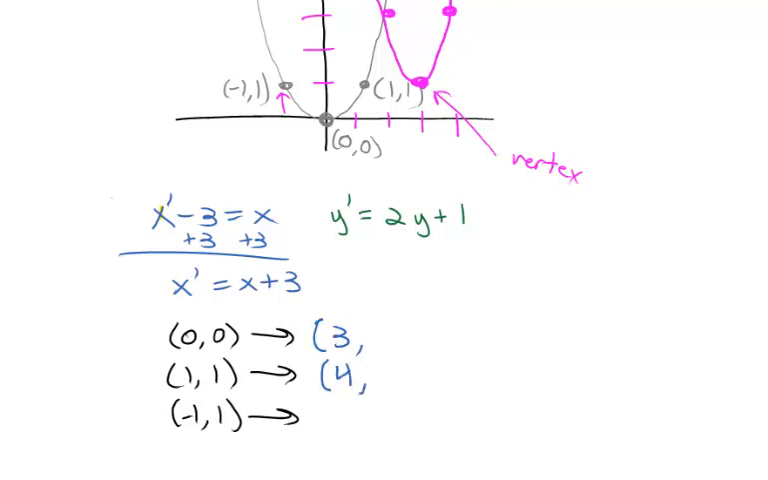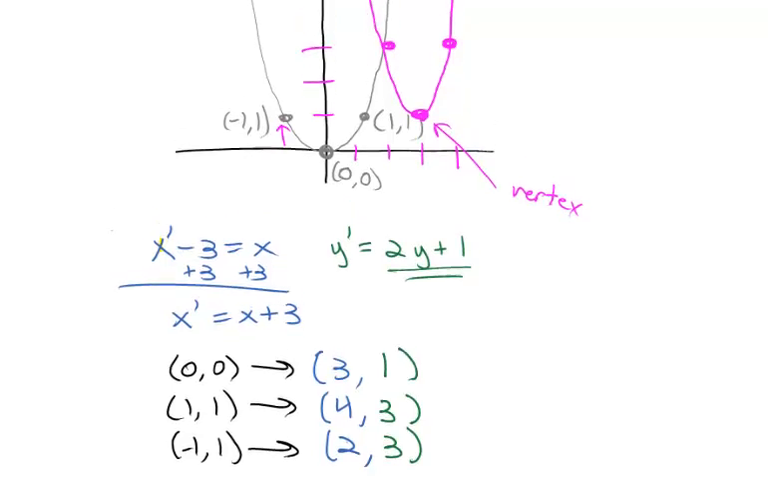1 plus 3 is 4. Negative 1 plus 3 is 2. With the y's, we're going to multiply by 2 and add 1. 2 times 0 plus 1 is 1. 2 times 1 plus 1 is 3. And 1 times 2 plus 1 is 3 also. And so now we know the 3 key points on this graph are 3, 1, 4, 3, and 2, 3.